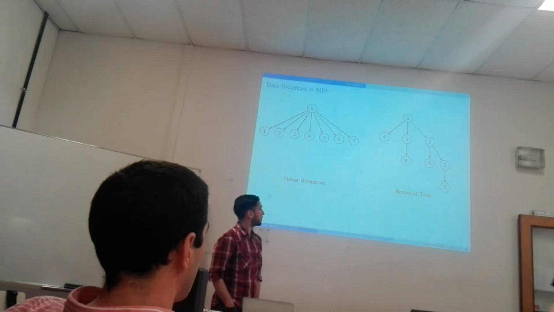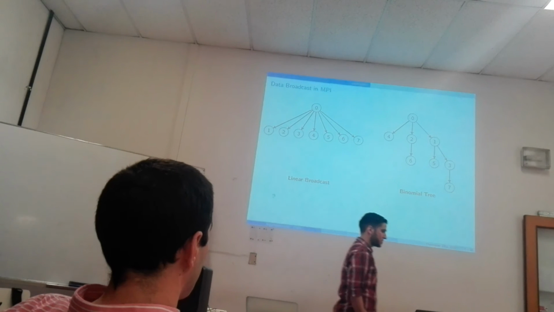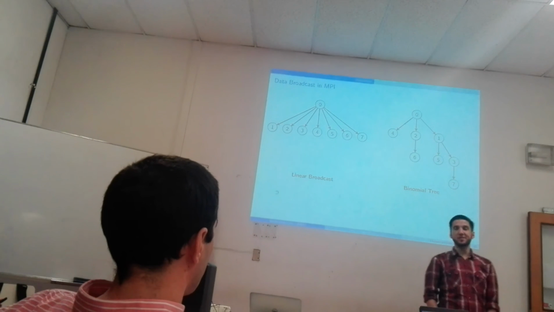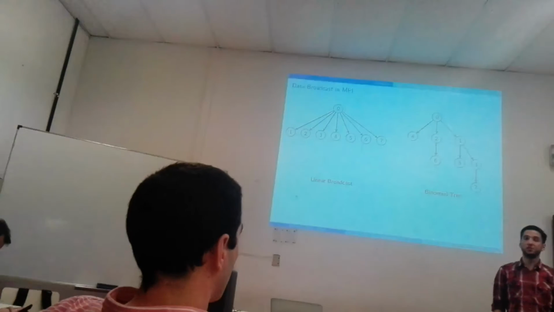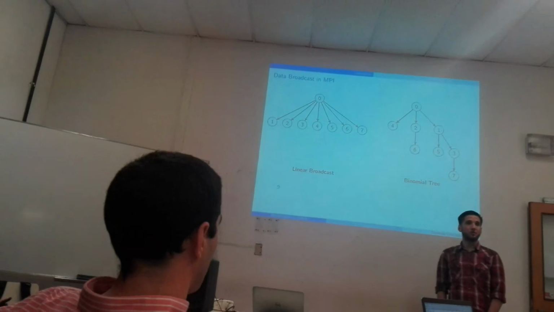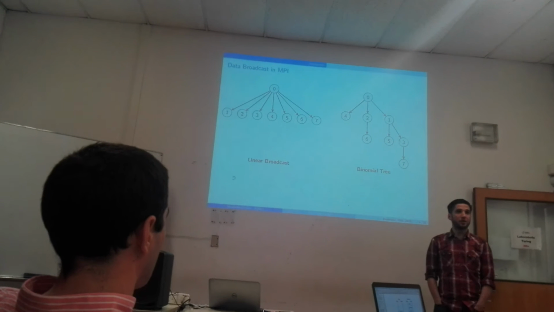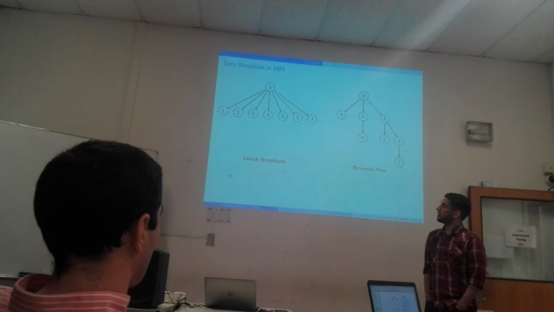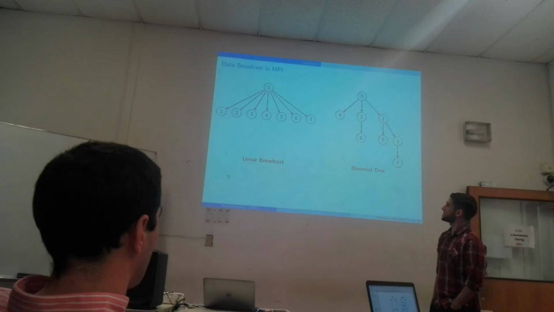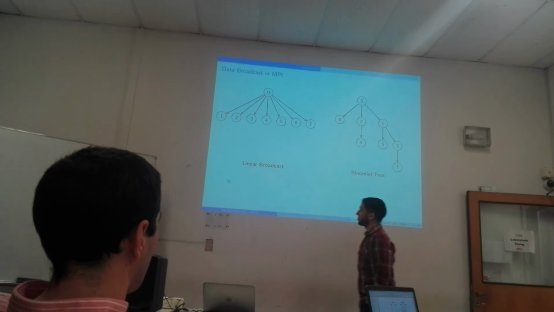So let's see an example of one of the collective operations that MPI implements, which is a broadcast. Broadcast is just a single process sending data to the rest of the processes. And there are many different ways in which the MPI library can handle this kind of operation. Here we have two different algorithms, a linear broadcast algorithm and a binomial tree algorithm.